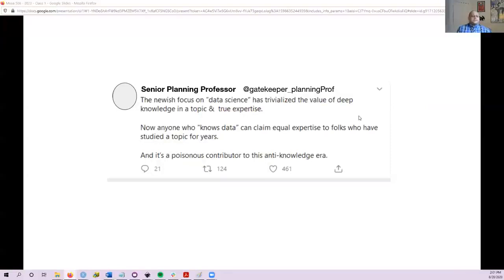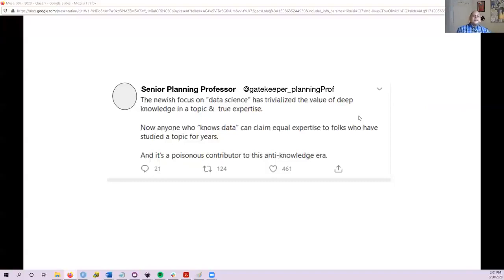A poisonous contributor, really. I completely understand this sentiment. This is from an academic who has spent years honing his or her craft, learning a tremendous amount of context to the point where they feel confident that they have the ability to make a policy prescription. They have the evidence at hand to make that prescription.